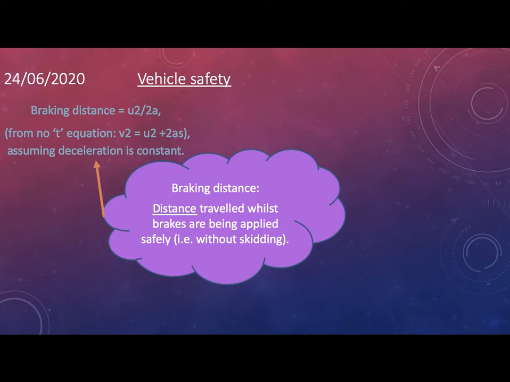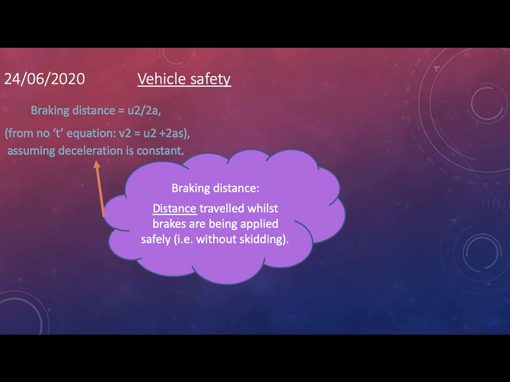Because we're slowing down to 0, that v squared term goes to 0, so we've got 0 equals u squared plus 2as. It's s that we want, the distance. So if we put u squared on one side and minus 2as on the other, to get s on its own, we divide by 2a. U squared divided by 2a, assuming the deceleration is constant, which, with constant braking force applied with the pedal, would be reasonable.